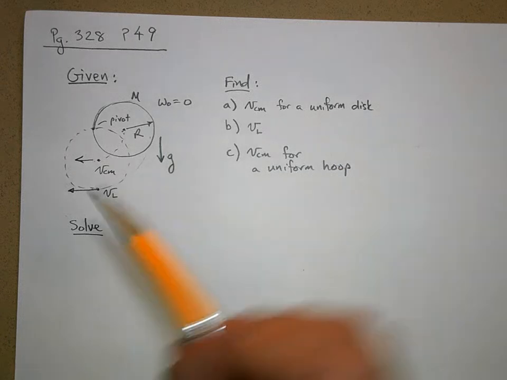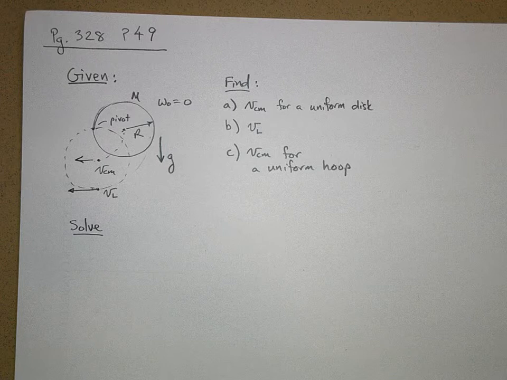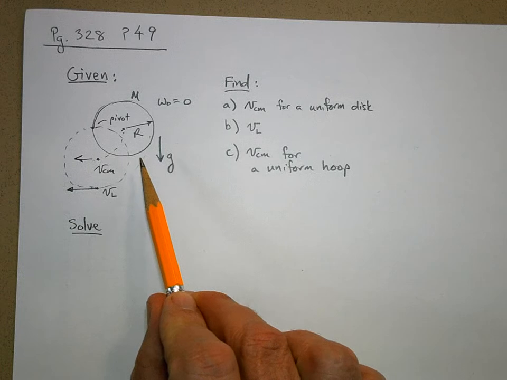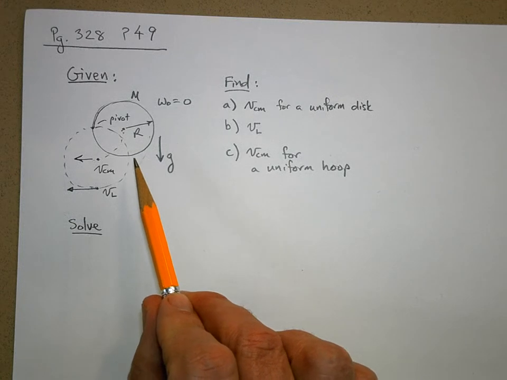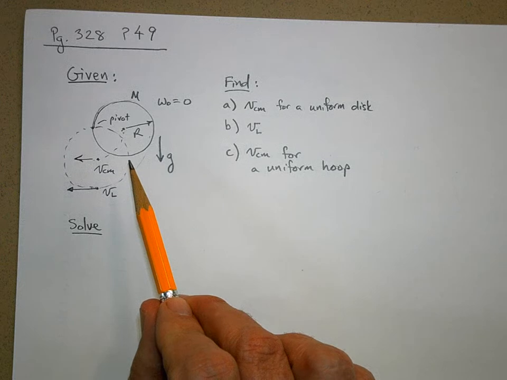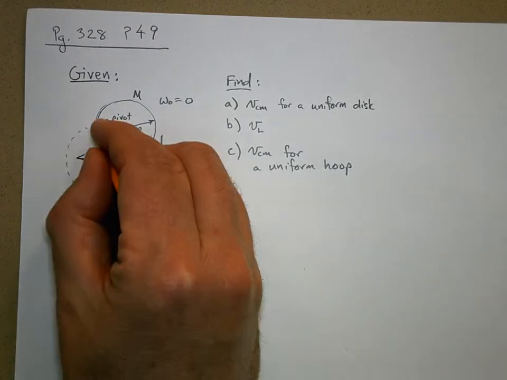All right, here's problem 49 on page 328 of your book. It says we've got a uniform disk. So here's our uniform disk of radius r and mass m, free to rotate on a frictionless pivot through a point on its rim. And here it is. Here's the pivot point right there.